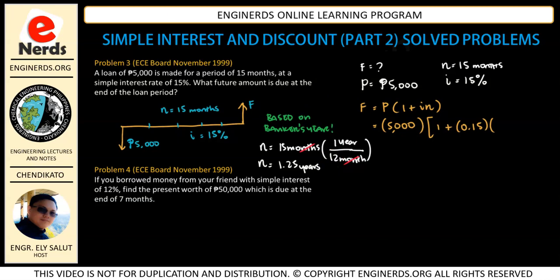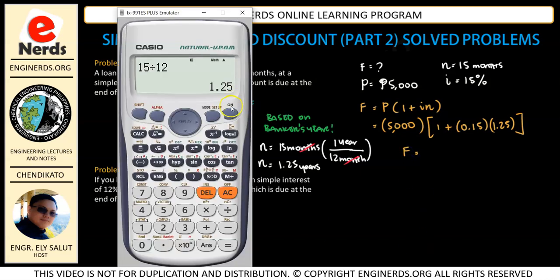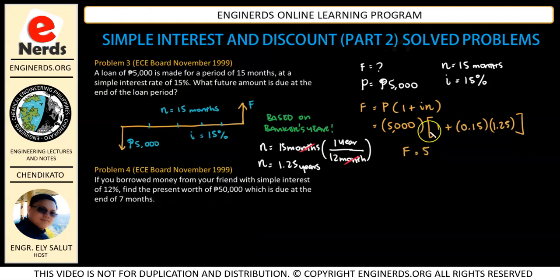Okay, so since we know our value of N, substitute natin yan dito. So we have 1.25 years. Okay, so therefore our F is equal to, check uli natin sa ating calculator. 1.25, times 0.15 plus 1, okay, times 5,000. So we have 5,937.5. Let's not forget the peso sign, so our F is equal to 5,937.5 pesos. Okay? So, yan ang ating final answer dito sa problem natin. Yan ang ating future amount.